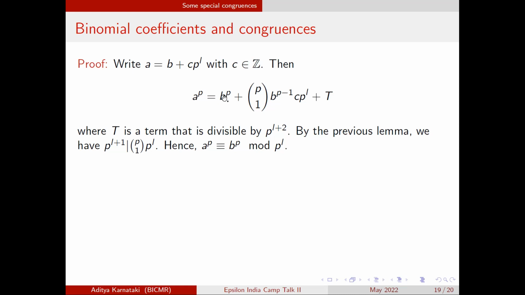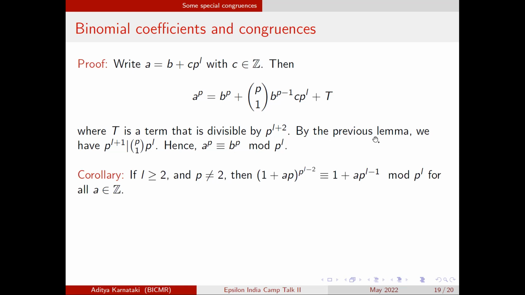Which means that a power p is congruent to b power p modulo p power L plus 1 here. Sorry, there is a typo. The statement that we want, basically. Sorry for the typos, today there are a couple of them. So yeah, this is p power L plus 1 is what I want to say here in the last line. Make sure that you make that change. And so we have proven the lemma.